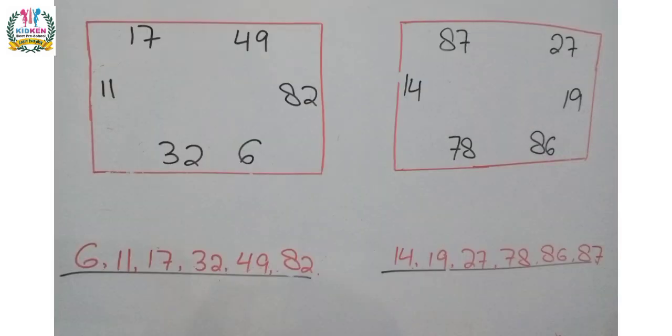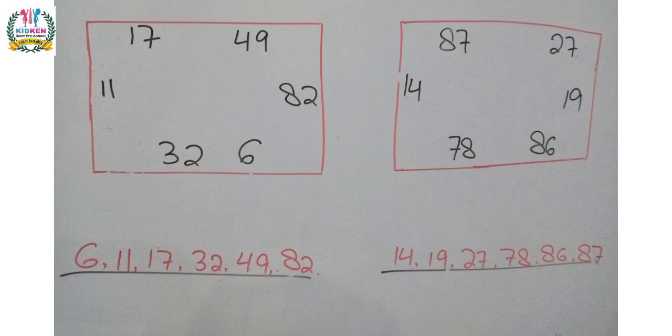In the next part of this question, we similarly have six numbers: 17, 49, 11, 82, 32 and 6. You write the smaller value before the larger value. So 6 is much smaller than the others, so we write 6, then 11, then 17, then 32, then 49, and last 82, which is much larger than the others.